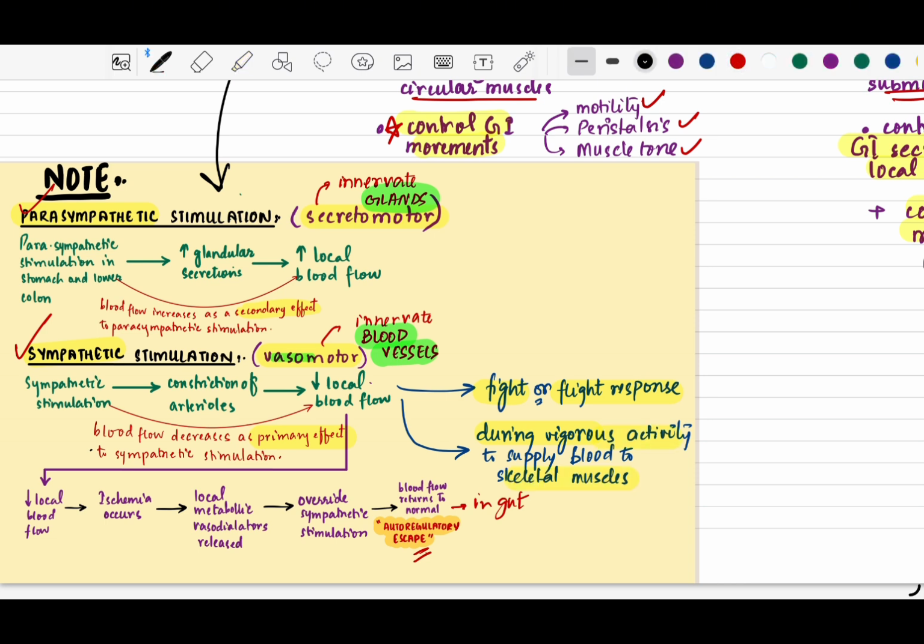However, this does not always remain. What happens is that the sympathetic stimulation also reverses. So the reversal is when the decrease in the local blood flow causes ischemia. Ischemia results in the release of metabolic vasodilators that override the sympathetic stimulation, thus returning the blood flow to normal in the gut, and this is known as autoregulatory escape.